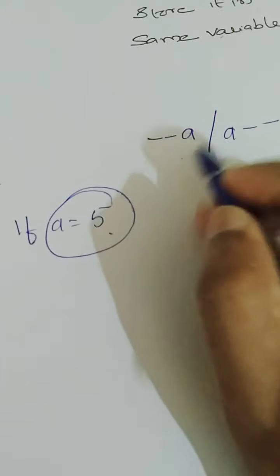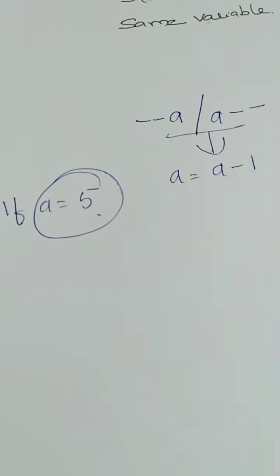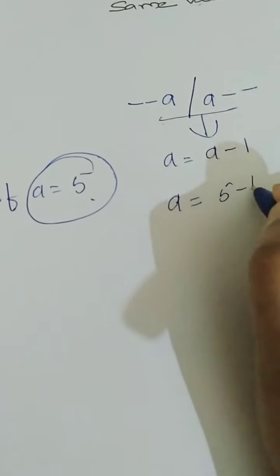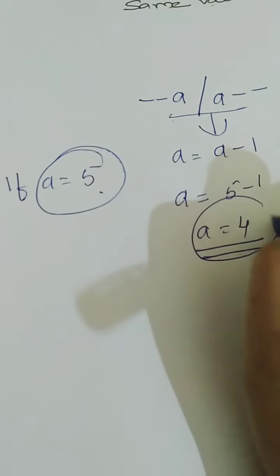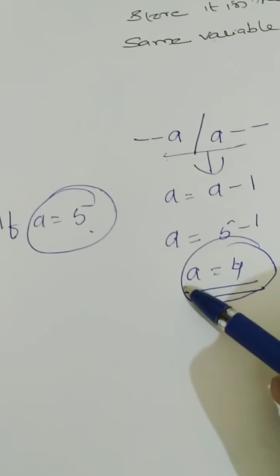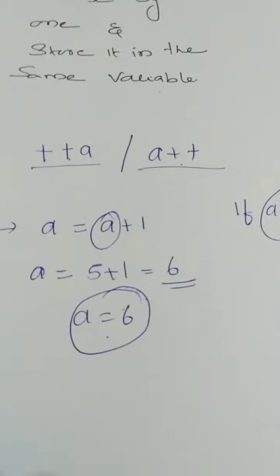Now what about here? Both minus minus a and a minus minus are equivalent to a is equal to a minus 1. So a is equal to 5 minus 1, then a is equal to 4. That is, decrease by 1 and store it in the same variable. Increase by 1 and store it in the same variable.